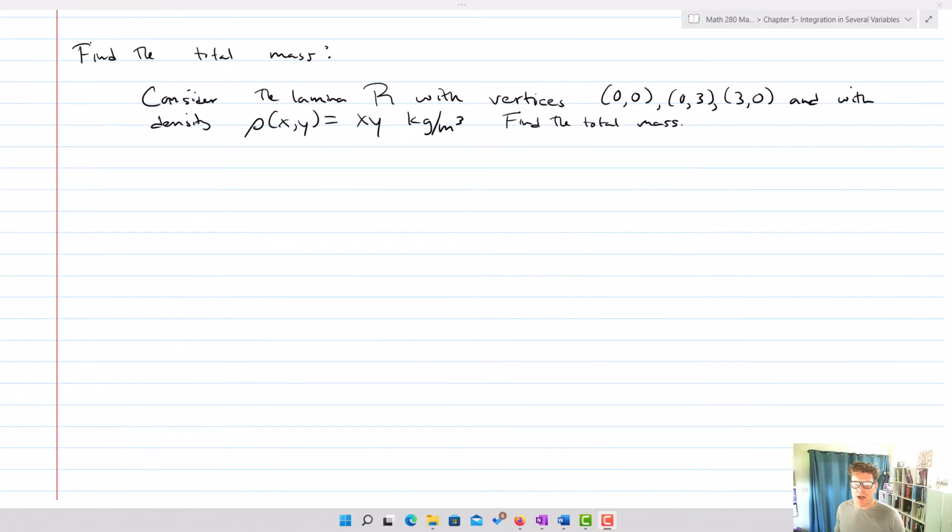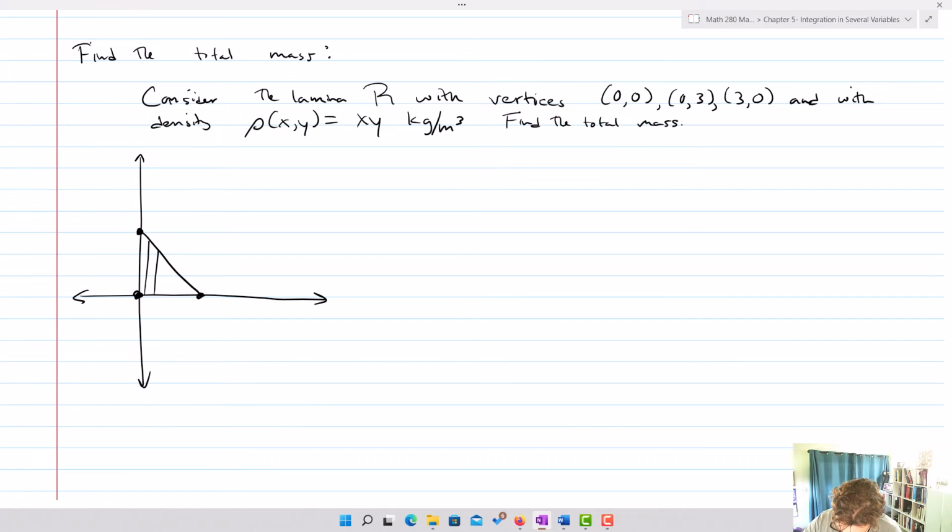We're going to consider a lamina R with vertices 0, 0, 0, 3, 3, 0, and with a density of rho of xy equals xy kilograms per meter squared. And we want to find the total mass. So I'm going to draw my region because I'm going to need to figure out what D is. I've got 0, 0, that corner, 0, 3 right here and 3, 0. So we've got an isosceles triangle.